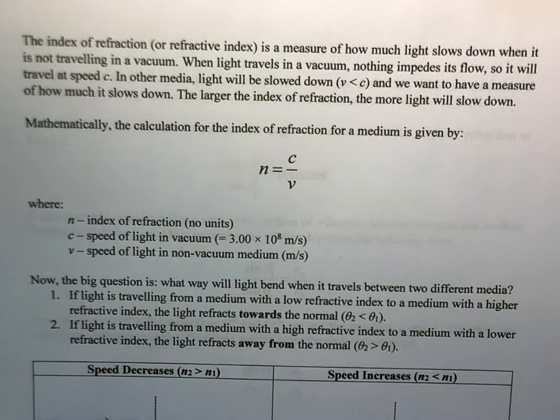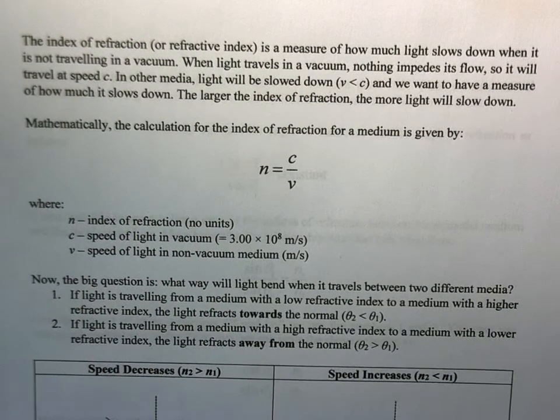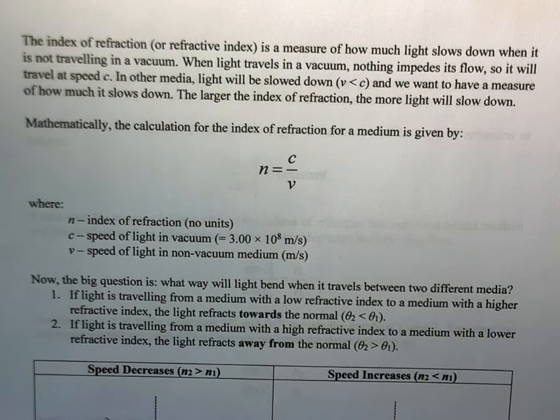The index of refraction, refractive index if you so please, is a measure of how much light's going to slow down when it's not traveling in a vacuum. Because when we talked about the speed of light being 3.00 times 10 to the 8 meters per second, that is the speed of light in a vacuum. When it's not in a vacuum, we have to be a little bit more careful. So in other media that aren't a vacuum, light is going to slow down. Now, it's not going to slow down to something like 50 kilometers per hour from 300,000 kilometers per second.